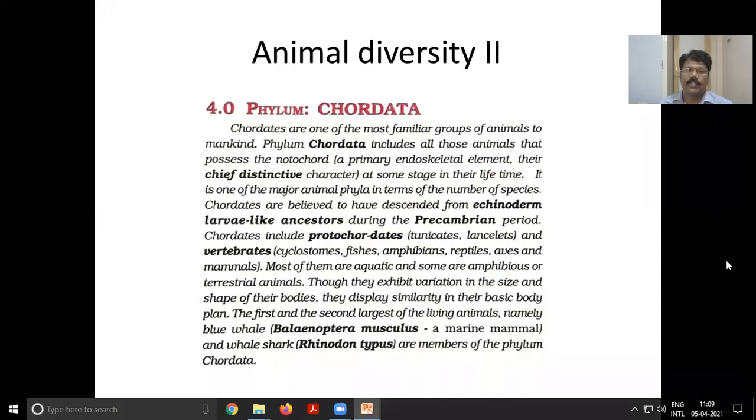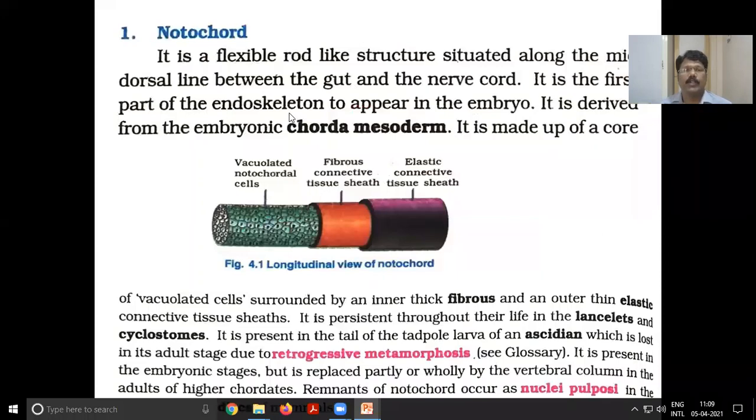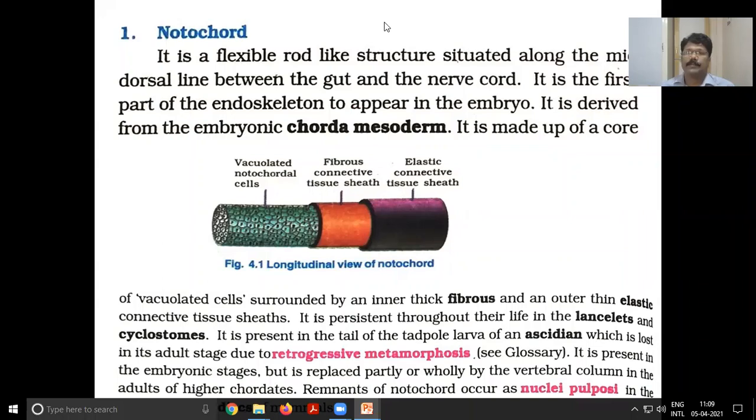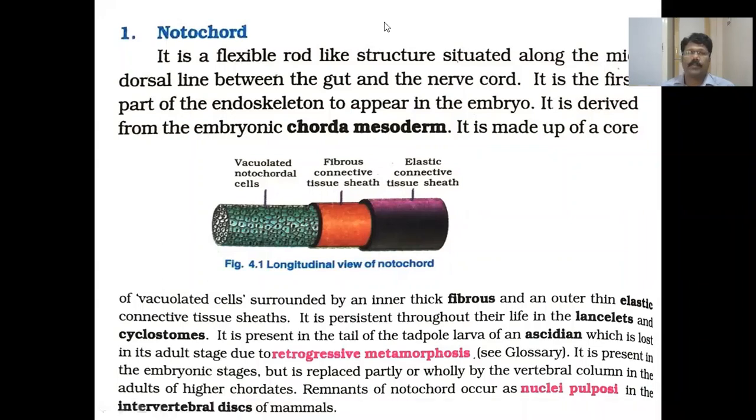And the chordates include the largest animals on the earth, like the blue whale, that is Balaenoptera musculus, and the Rhincodon typus. And see the notochord. Notochord is a flexible rod-like structure, and it is in the mid-dorsal line between the gut and the nerve cord. And it is the first part of the endoskeleton to appear in the embryo.